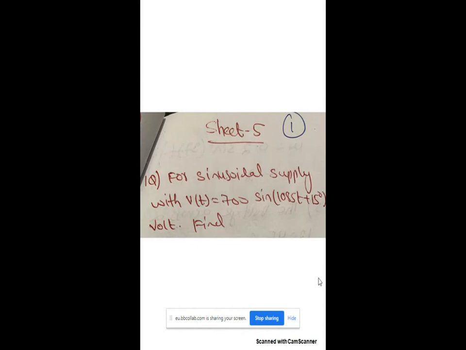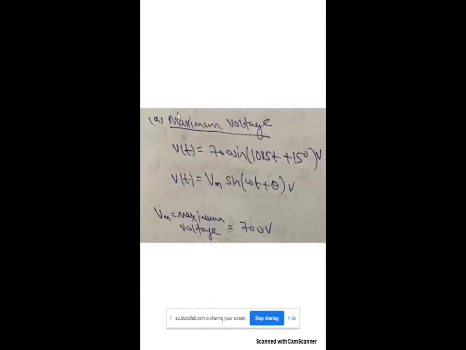We have sheet 5. The first question is given as: for a sinusoidal signal supply, V of t is equal to 700 sine 0.085 t plus 15 degrees volt. Now we have to find the values which I have just discussed: the maximum voltage, the average voltage, the effective or RMS voltage, the phase shift, the frequency, the angular frequency, and the periodic time. So all these things you need to find out. Let us go to the next slide for the first solution.